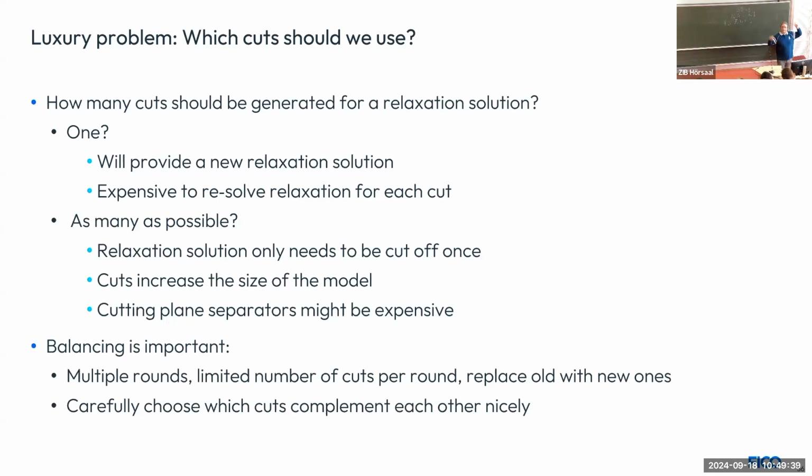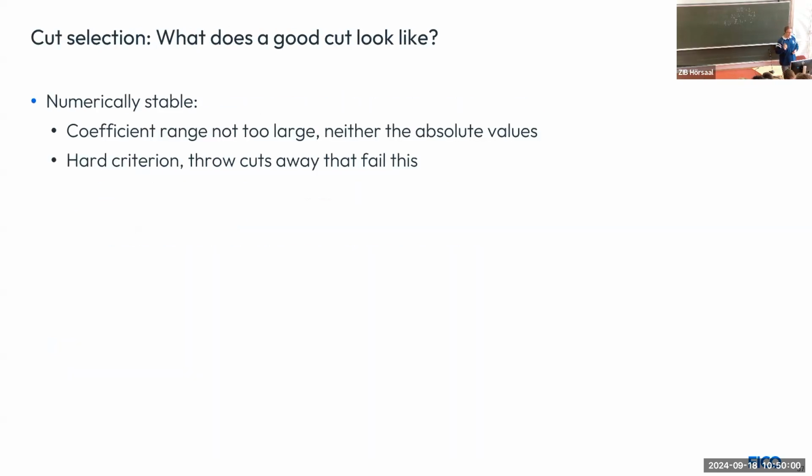So you, in a sense, refresh your LP solution in the middle of the procedure. And you always add only a limited number of cuts and might potentially throw out some old ones which have not been active for a couple of rounds. And you want to carefully choose which cuts complement each other nicely. And what does nicely mean here? So what does a good, well-behaved cut look like?